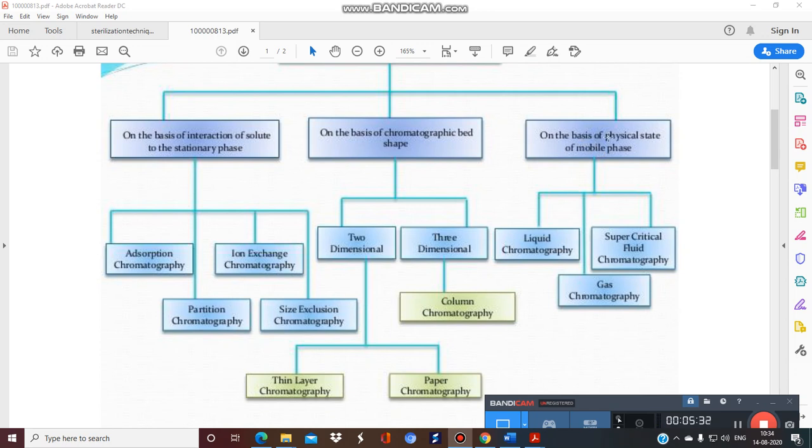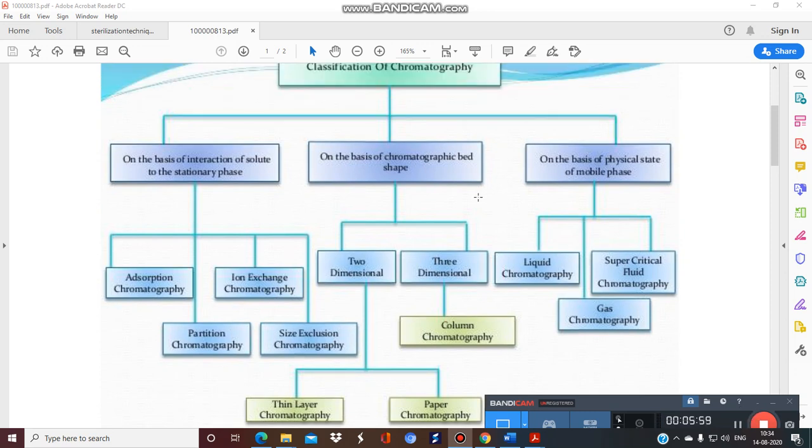So on the basis of the physical state of the mobile phase, chromatography is classified into three categories. Liquid chromatography: if the mobile phase is liquid, then it is LC, liquid chromatography. If the mobile phase is gas, it becomes gas chromatography. And last, supercritical fluid chromatography, where carbon dioxide is also used as a supercritical fluid. It is a special type of newer chromatography technique. So I hope you have a brief idea about the classification part.